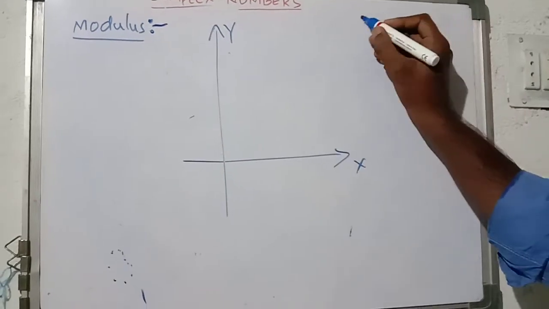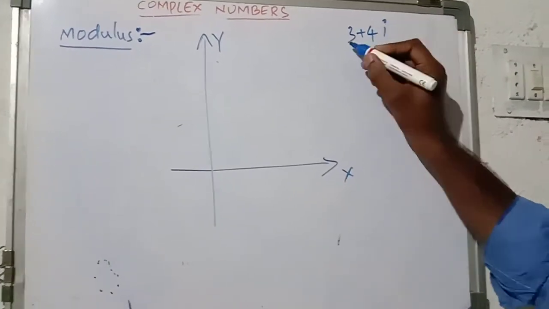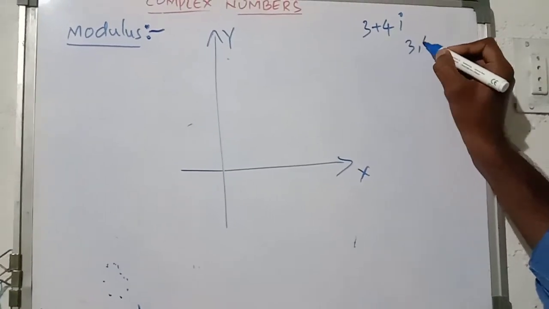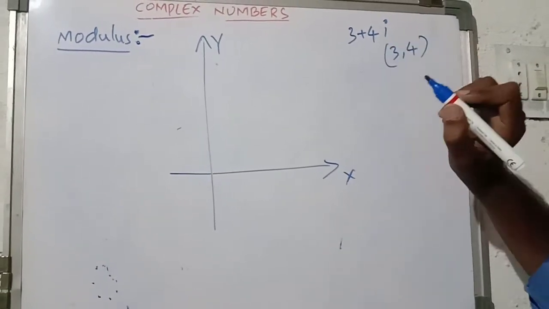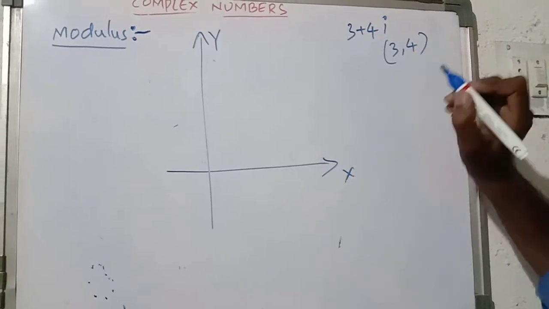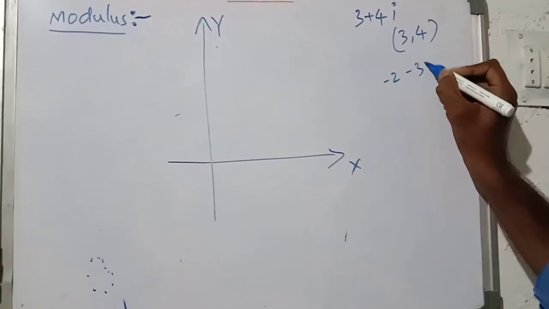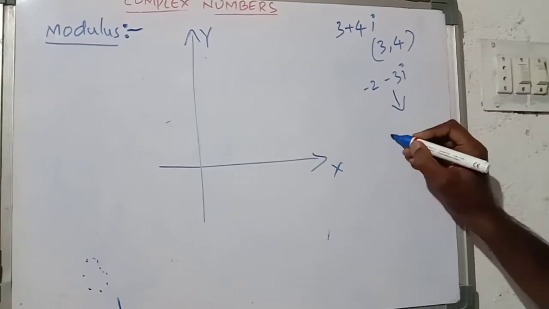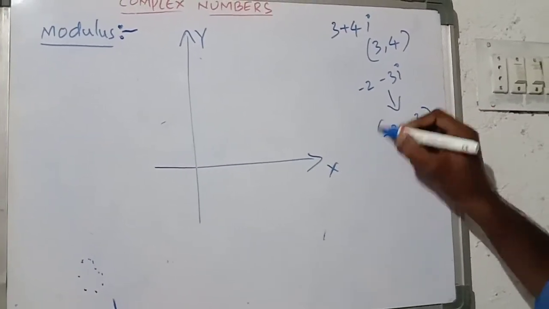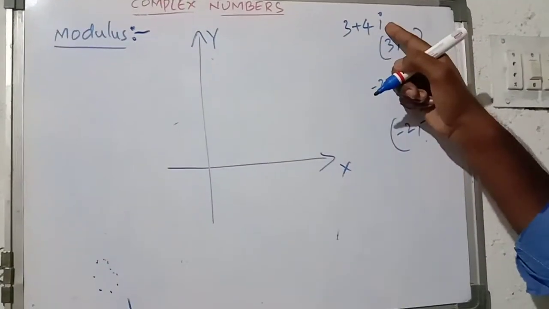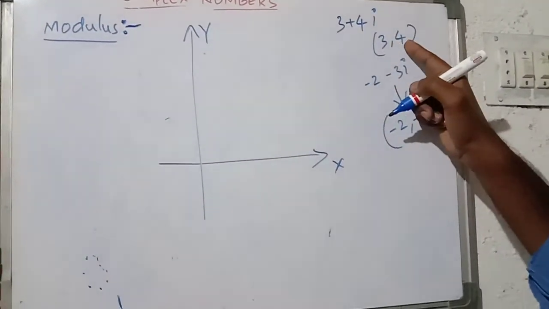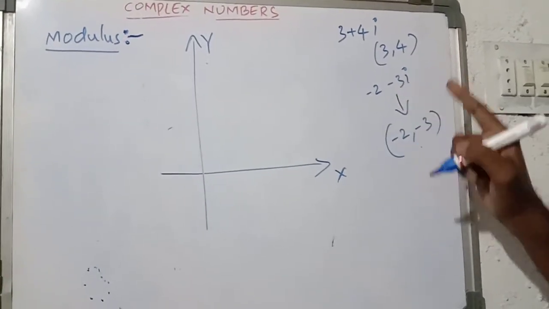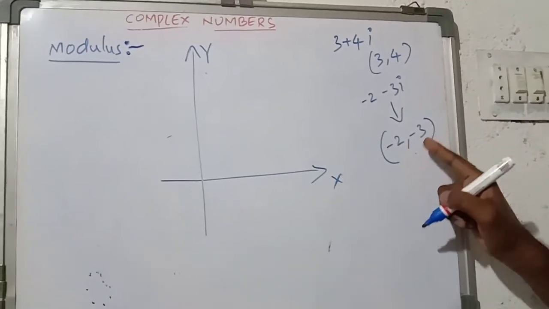Now any complex number, for example 3 plus 4i, can be represented in the form of a point, that is 3 comma 4. If minus 2 minus 3i is the complex number, it can be represented in point form as minus 2 comma minus 3.